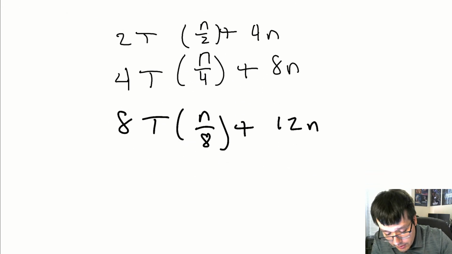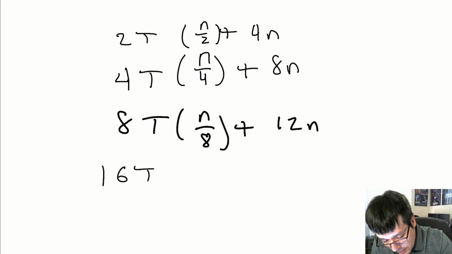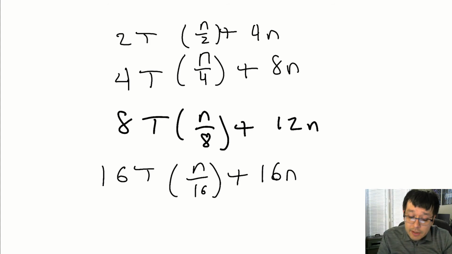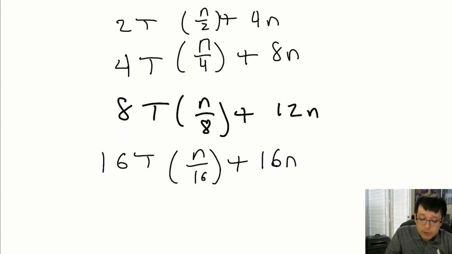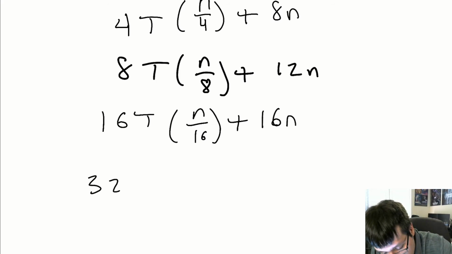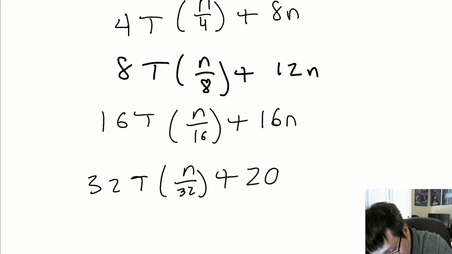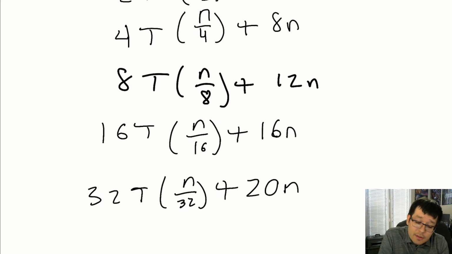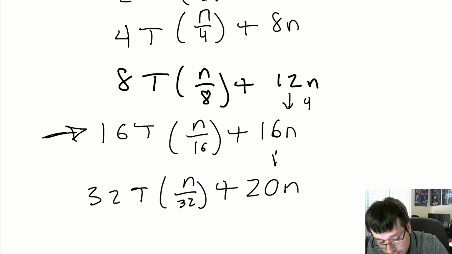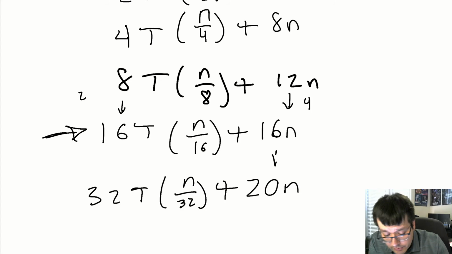From here you would see this becomes 16t(n/16) + 16n. But that's a little misleading. This one step you'll be confused because it looks kind of weird, because the step after that would become 32t(n/32) + 20n, right? So that's one reason this looks weird. But really, this one's only going by 4s, whereas this is going by squares, right?